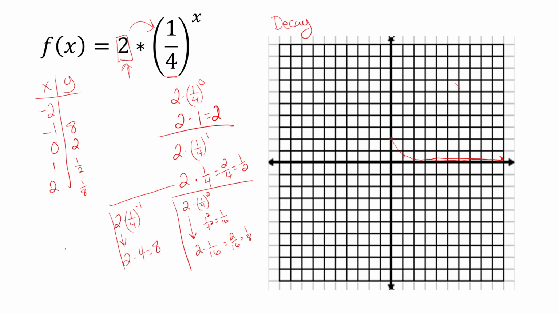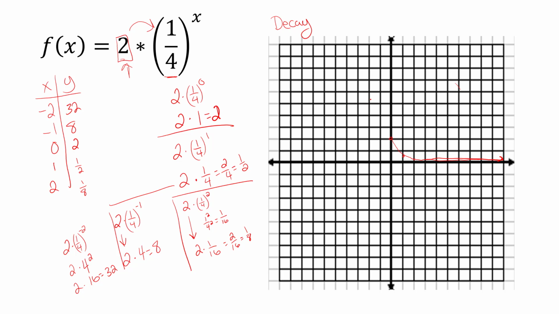All right, let's do it again. We have 2 times 1/4 raised to the negative second power. So again, we're going to flip the fraction. So we'll end up with 4 squared times 2. 4 squared is 16 times 2 is equal to 32.